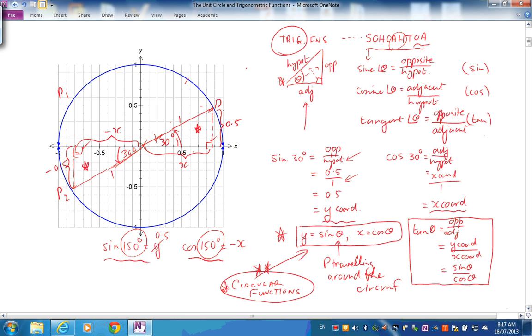What would this one be though? If we went right around there, it would be up to 210. So we could say the sine of 210 degrees is what? Neg 0.5. Going to have the same value because of the symmetry of this triangle and this one. And what would be the cos of 210? It would be equal to neg x again. They can be matched up due to the symmetry there.